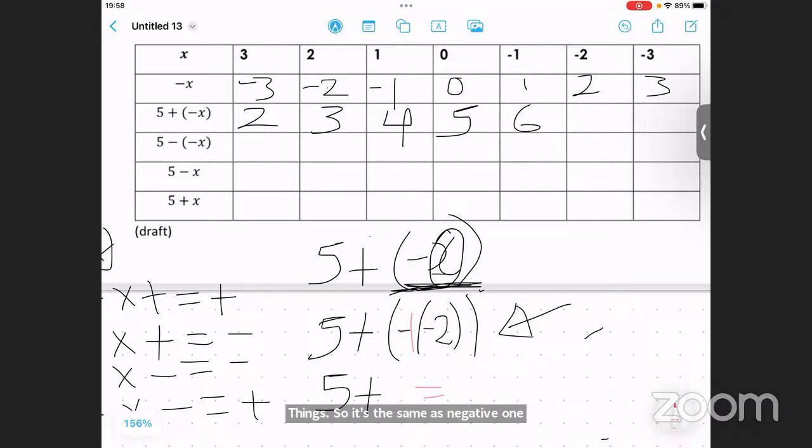So when it's just a sign, a plus or a minus, and then there's a multiplication, there's an invisible one there. So it's the same as -1 multiplied by -2. So what is going to be -1 times -2? On your calculators, what is -1 times -2?